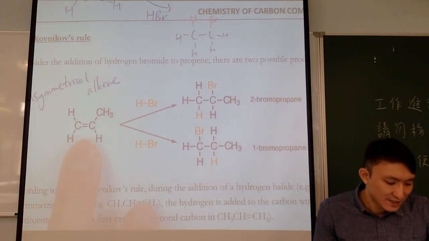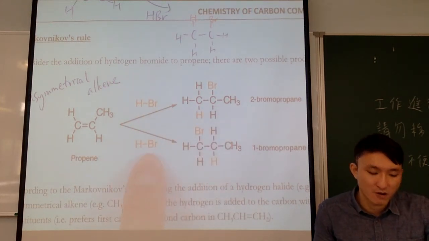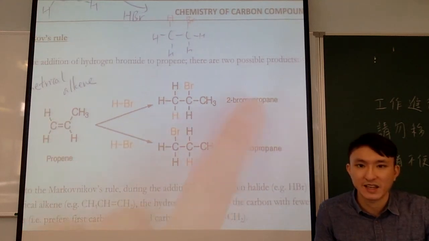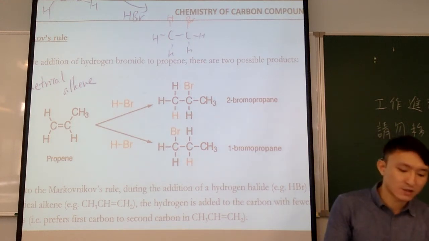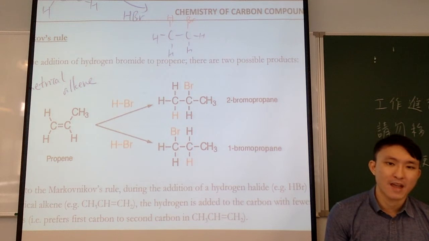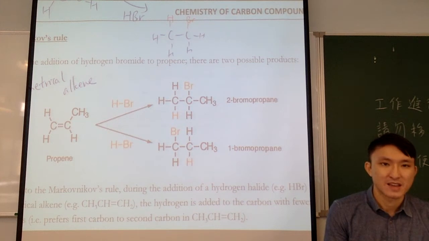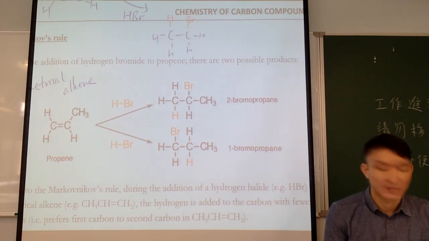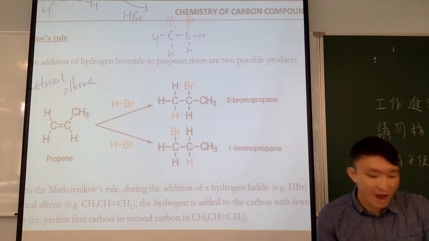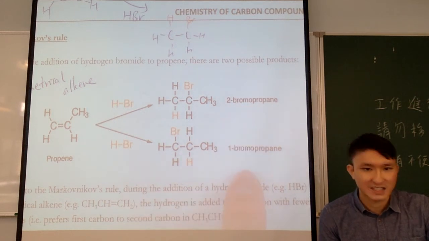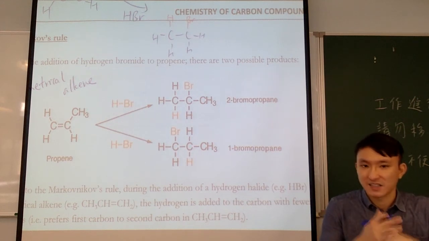Now, in this case, here the bromine atom is added to the second carbon, and here the bromine atom is added to the first carbon, resulting in two position isomers. So the question is, will it be formed in a 50-50 proportion, or would there be a major and minor product? Would it be like, for example, 80% of this and 20% of this? Or would it be the other way around? Is it going to be 20% of this and 80% of this? Or should we rather have it 50-50? So this is our consideration.